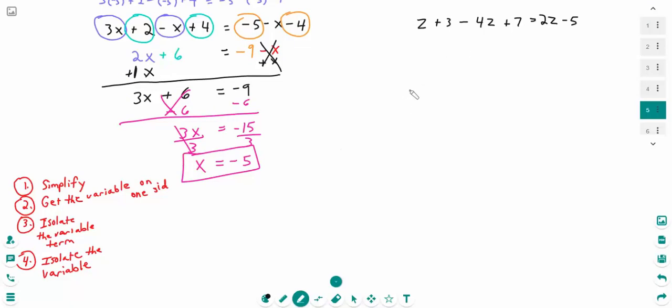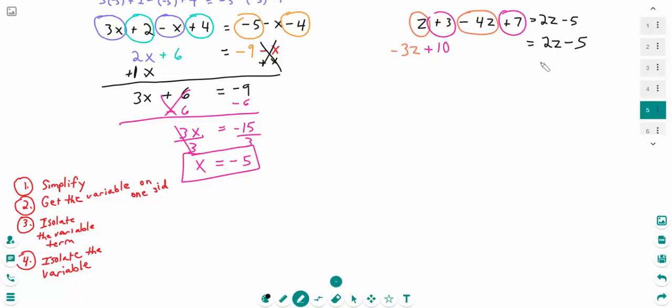Go ahead and pause it, and then we'll try it together. Okay, so let's see how you did. So we have to look for our like terms, right? So we have a z and we have a negative 4z. Well, that's going to give me a negative 3z. And then I have a plus 3 and a plus 7. Those are like terms. So that'll give me a plus 10, right? And then I've got my equal sign, and then I have 2z minus 5. Well, that doesn't have anything in there that's like terms. So that has to just stay the way it is, right?